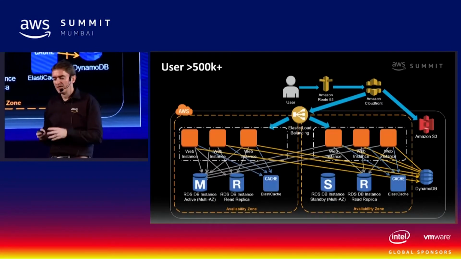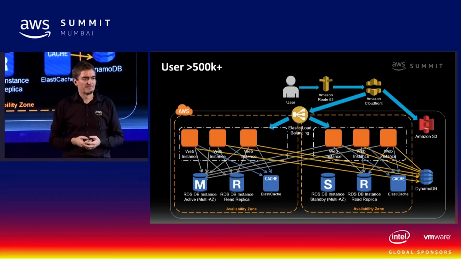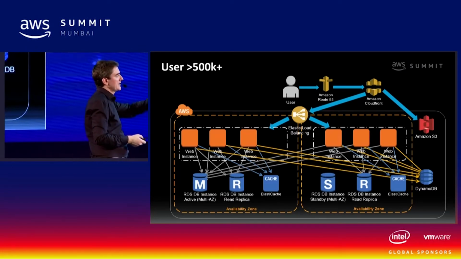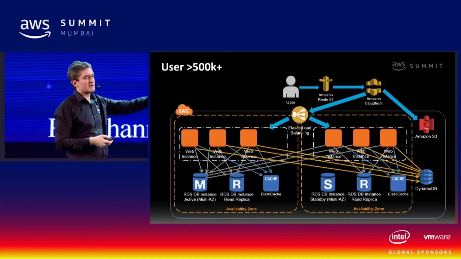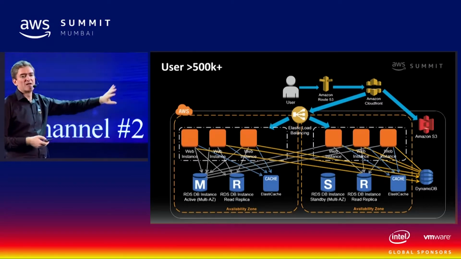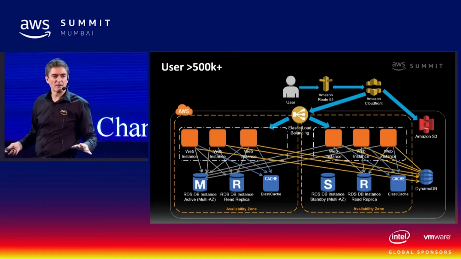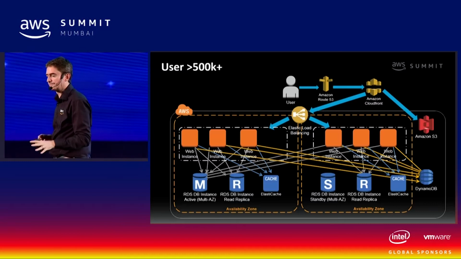Now we're at more than 500,000 users. At this point now, we've got the different types of services. We've got CloudFront in there. We've got S3 delivering the static content to CloudFront. We've got DynamoDB, Elasticache, Read Replicas. It's all across multi-AZ. This is pretty cool, right? You're going to be able to serve a lot of users in this environment.